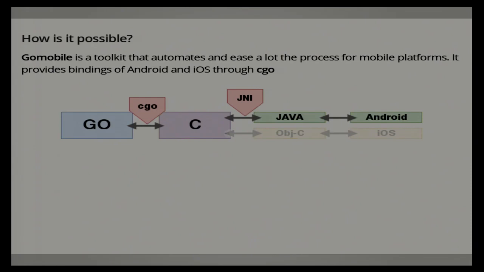How is this possible? Well, this is a very interesting topic. I will not spend much time here, but Java applications, which are Android, could run C code via Java Native Interface, and Go could communicate with C code also with cgo. This is similar to whatever is there for iOS devices.